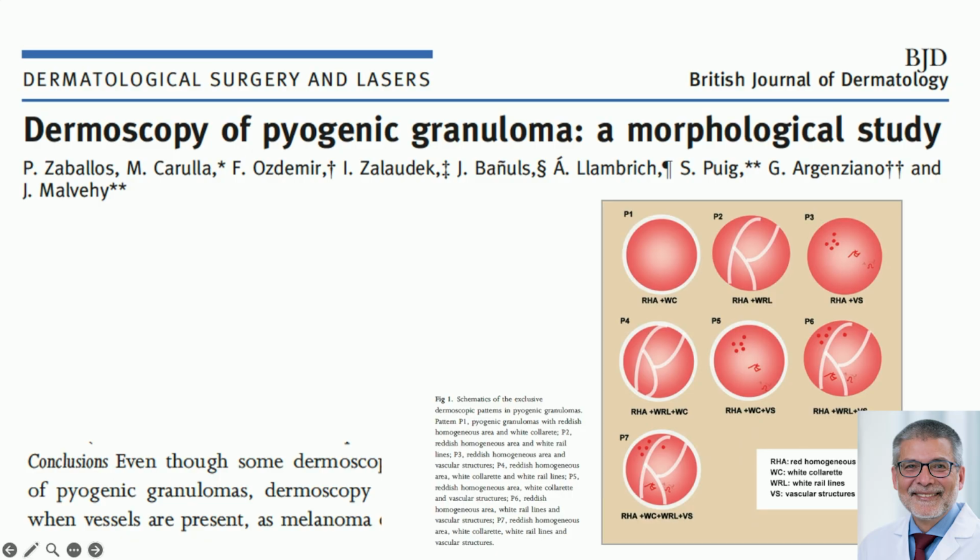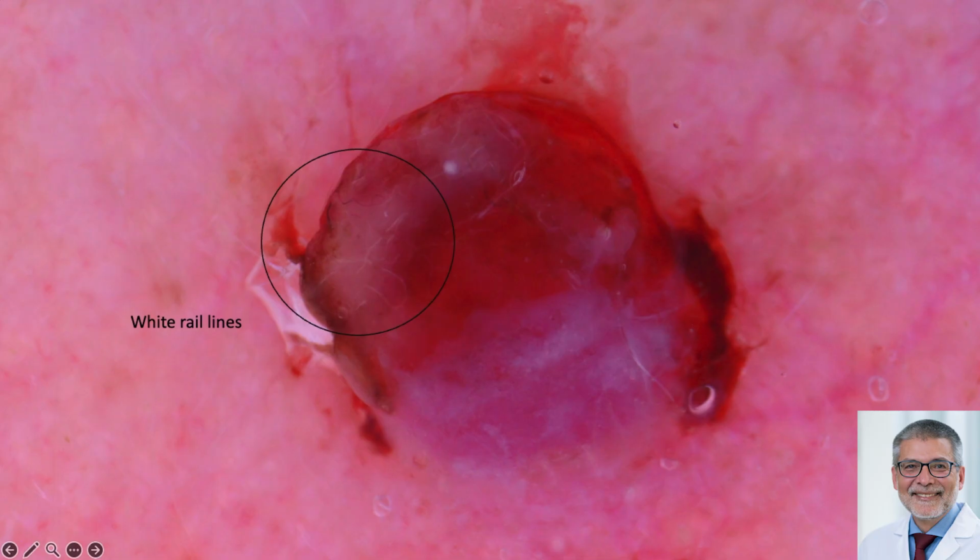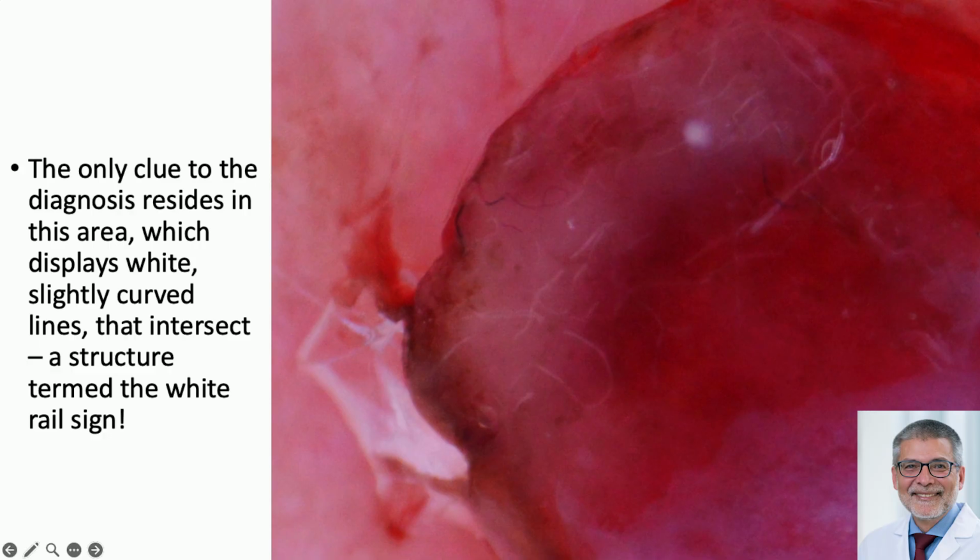And then the last one is your pyogenic granuloma. I think it always requires a biopsy for confirmation. What do you see on those? Obviously, they're red. They tend to be sessile, bleeding lesions. And they have a structure that we see on dermoscopy, which is known as the white rail sign. And this is highlighted here. Those are those white lines that are sort of interconnecting that have been called the white rail sign.